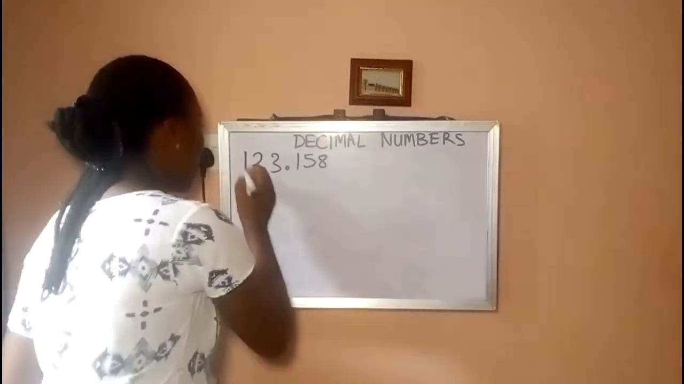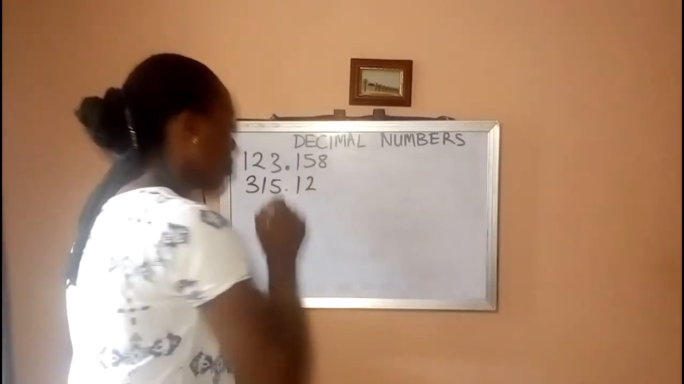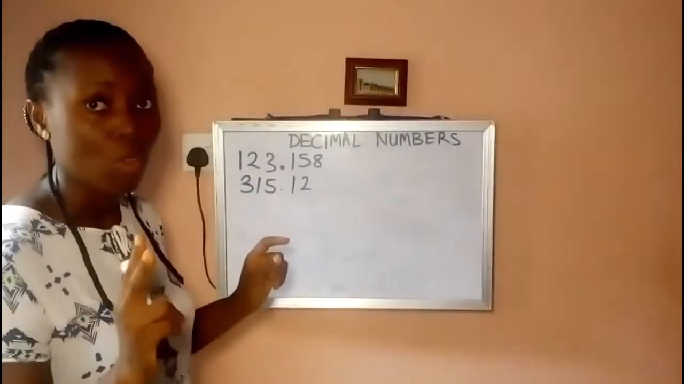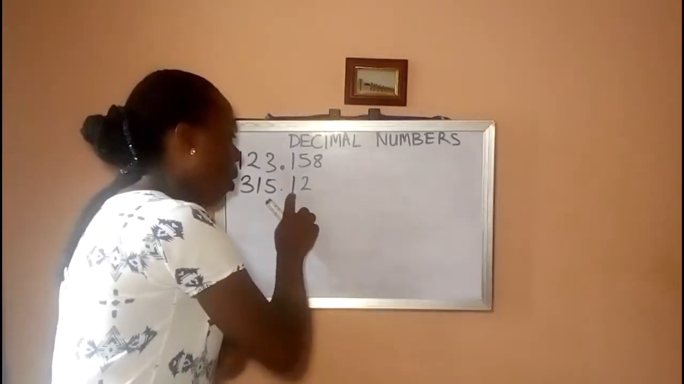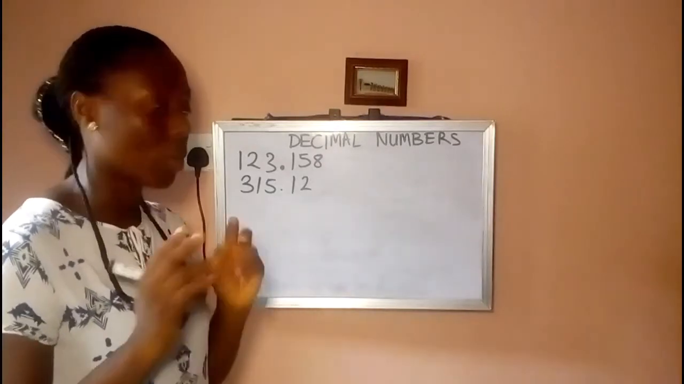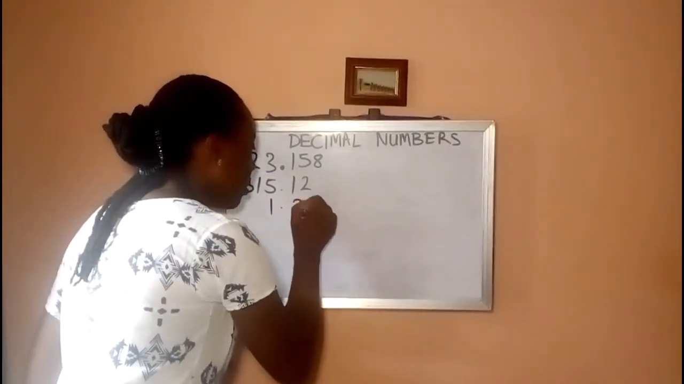For example, look at this number 315.12. Now, how many decimal places do we have here? Some will say 3. It is still 2. How did I know? We have 1, 2, 2 numbers behind the decimal point. Again, let's look at another number, 1.3459.